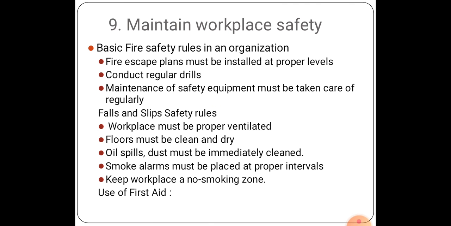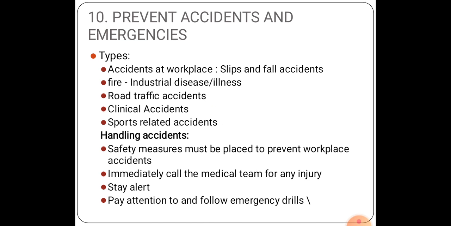Next one is use of first aid. We must use a first aid box often in order to maintain a safe workplace. Next one is prevent accidents and emergencies. Accidents can be of different types. Accidents at the workplace may be because of falls and slips, fire, industrial diseases and illnesses, road traffic accidents, clinical accidents, sports related accidents, etc. These are the different types of accidents that commonly occur in workplaces.